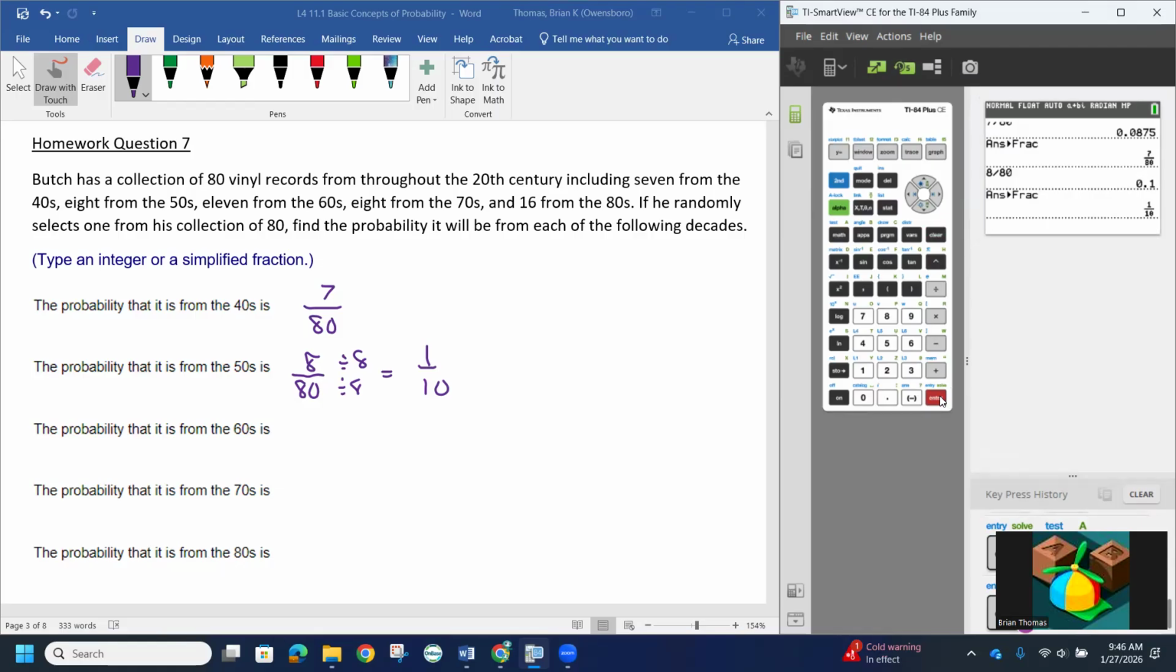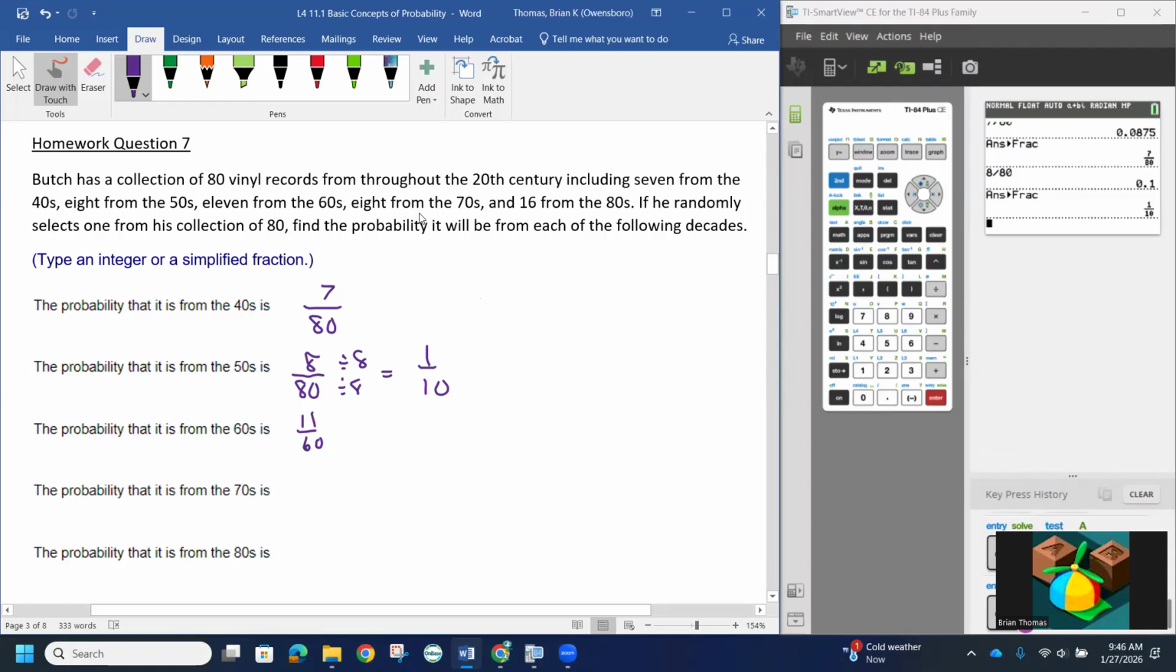So find the probability that's from the 60s. Notice how there's 11 from the 60s. So it's going to be 11 out of 60. I can't see 11 going into 60 because 11 is a prime number. And the multiples of 11 are like 11, 22, 33, 44, 55, 66. So 60 is not a multiple of 11. So 11 sixtieths should be the correct answer. Again, you can put that into the calculator, turn it into a fraction, and it should get you 11 sixtieths.